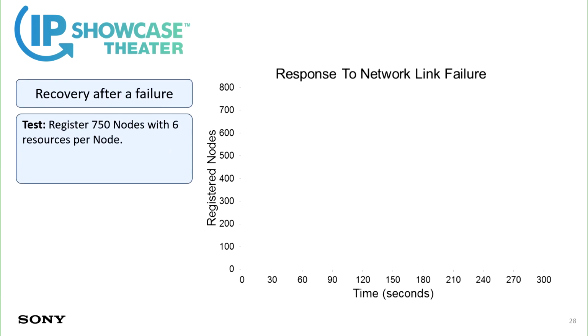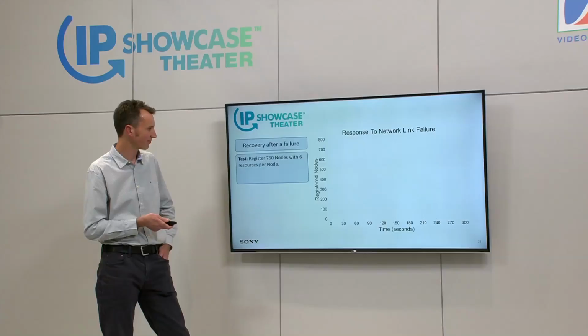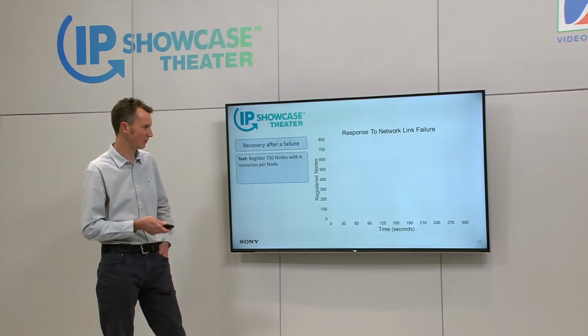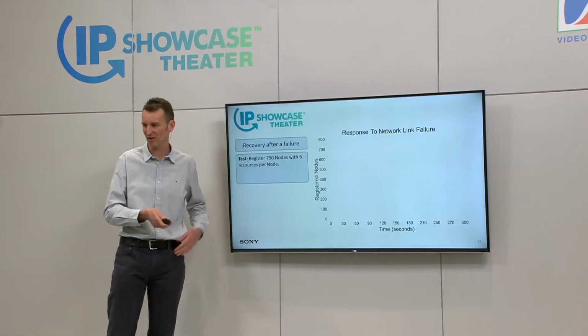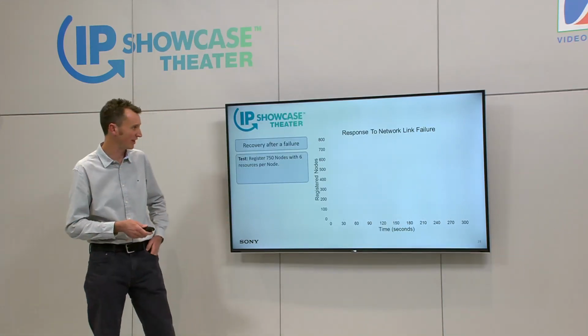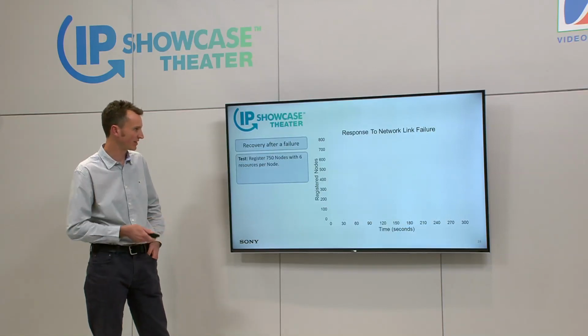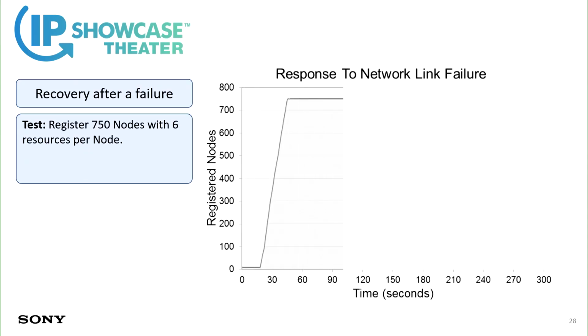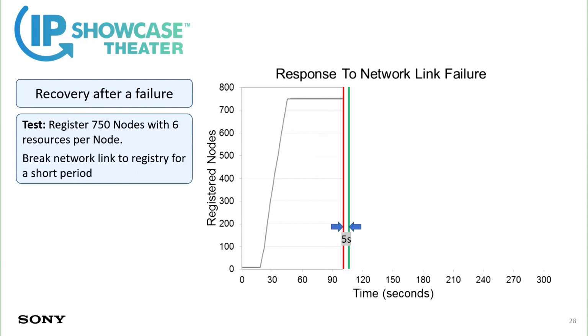The next study we did was to look at the response of the network after a failure. If we pull the plug on the registry, and then all the nodes, or some of the nodes, deregister, how long will it be until everything's back up and running again? Again, we used our 750 node use case. They all registered with the registry, and then we virtually pulled the plug on our registry for 5 seconds. And you can do this in Mininet quite easily.